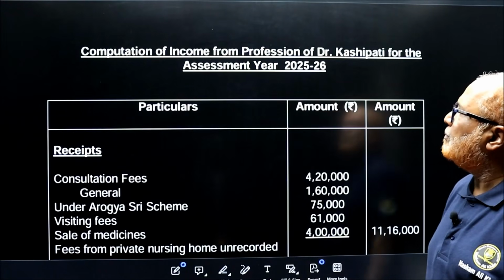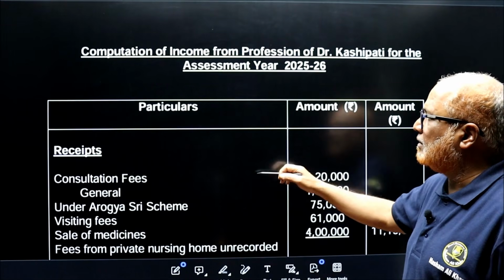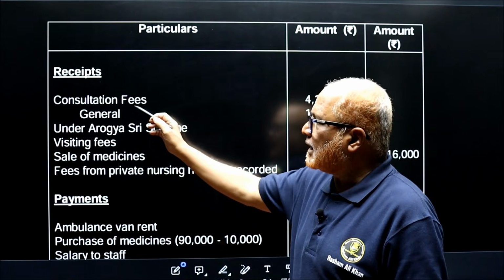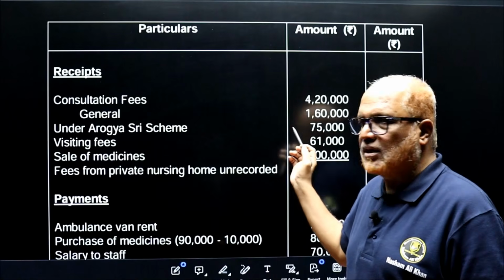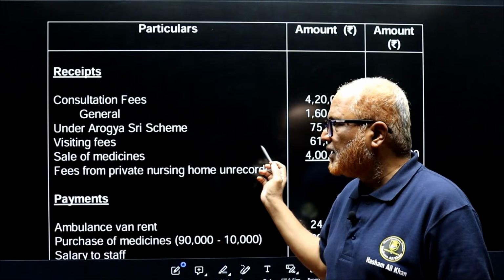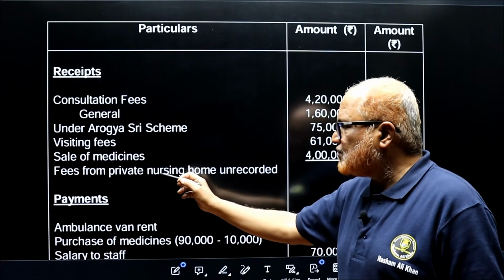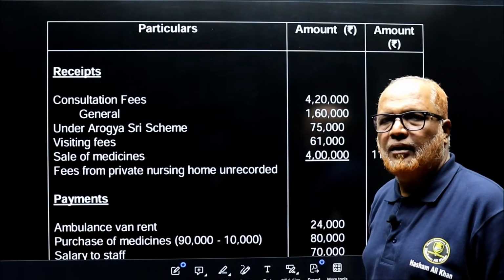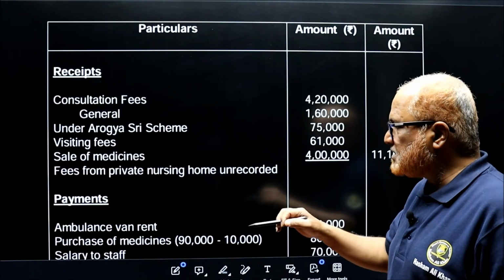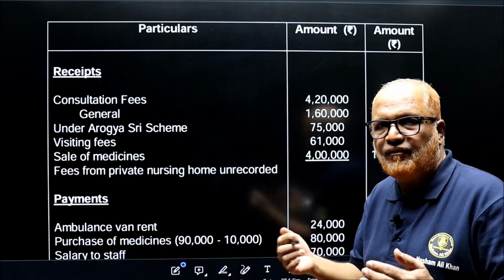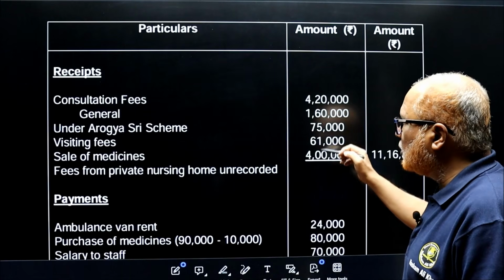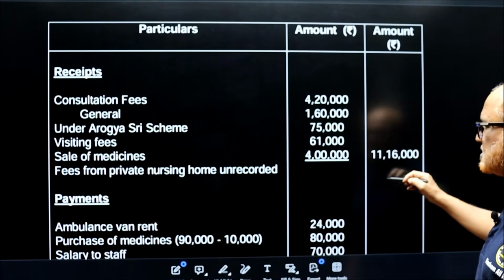Now, computation of income from profession of Dr. Kashipati for the year ended. Receipts. Only professional receipts we will take. Consultation fee, general Aryogyasri. Whatever is given in the problem, same thing I have taken. Visiting fees, same. Sale of medicines. Then fees from private nursing home unrecorded. Some fees has to be received. The fees received but not recorded. Already fees is received, but it is not recorded. Now we'll record 4 lakh. So total professional receipts are 11,16,000.